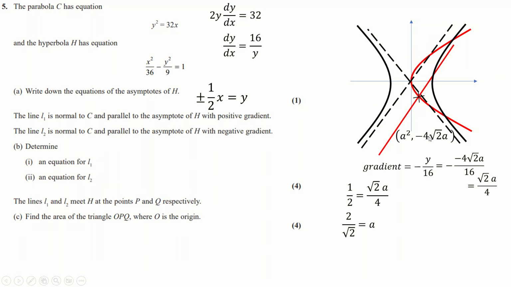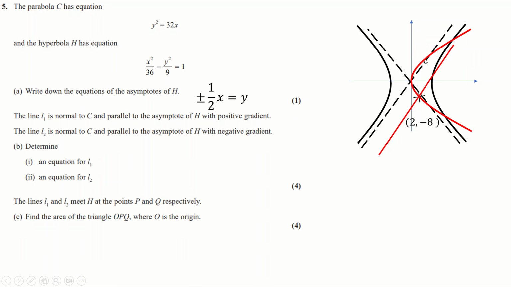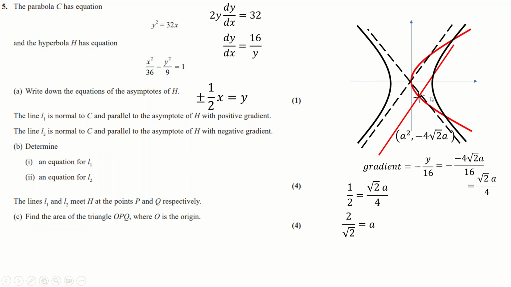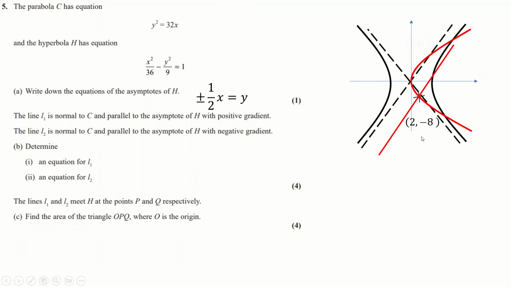And I can put that into here, right? I can say a squared must be 4 over 2, which is just 2, and minus 4 root 2, the root 2s cancel, that makes minus 8, so 2, minus 8 is that coordinate. And by symmetry, I'm pretty sure this coordinate is just going to be 2, 8, wherever it is. I can't be bothered to draw it, but I think we're going to have 2, minus 8 and 2, positive 8, just by symmetry and just by not putting a minus here for the other one.